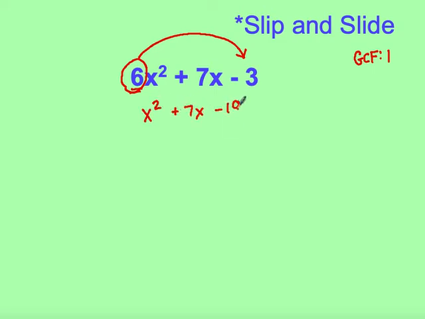Now, I can't just change my equation like that. I'm going to slip it over, or slide it over to the other side, but I'm going to have to bring it back at the end of my problem. So now what I have is an expression, x squared plus 7x minus 18, that I need to factor. All right, same thing as before. When I have a minus here, then I'm going to have one of each sign. And I notice that my first term is x squared, so I'm going to start by factoring that x squared into x and x.